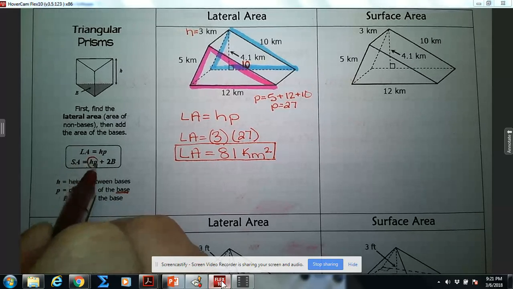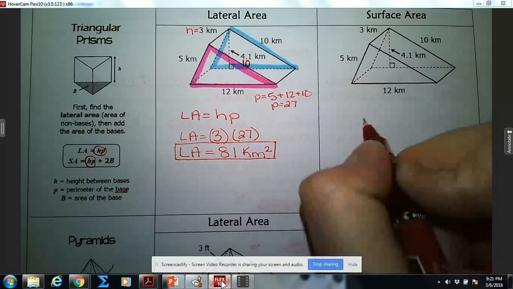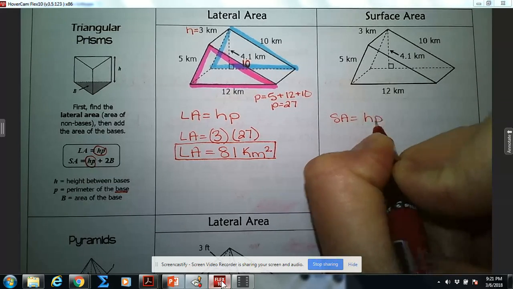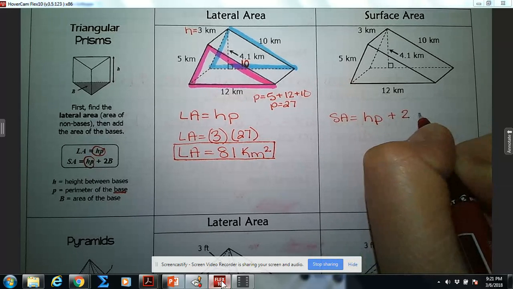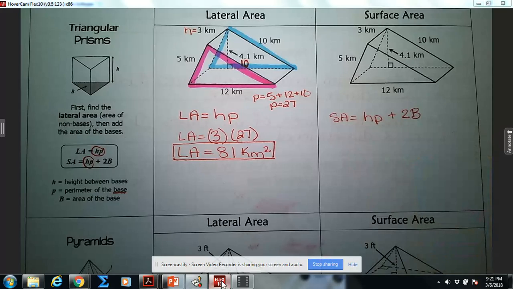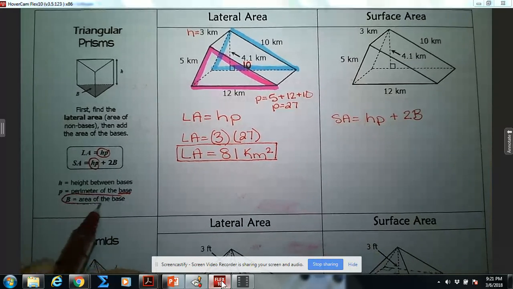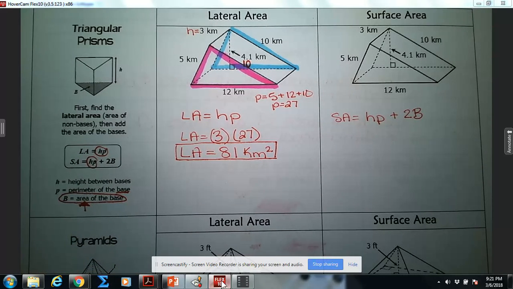This HP is the same as the lateral area. So we're saying we're taking the surface area, and whatever we got for the lateral area, that HP, plus 2 times the base area. Now, be really careful here. There is a difference between a capital B and a lowercase b. A capital B is the area of the base.